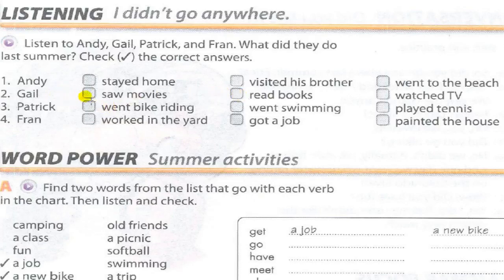Gail. Did Gail see movies? No, she didn't. She didn't see films. Gail read a lot of books. Number 2 answer: read books. The past, read books. She read books.